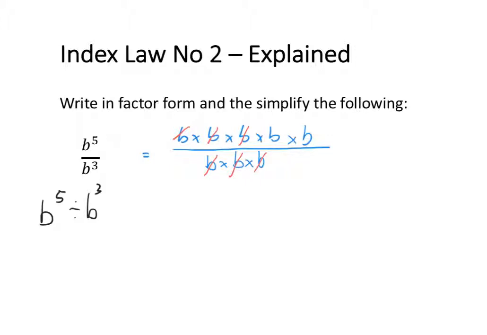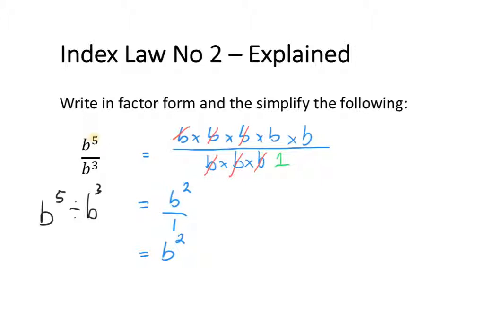So that leaves me with b times b in my numerator, and I've cancelled all my b's in my denominator, so I'm left with a 1. So now I can write that in simplified form, and that is going to be b to the power of 2, because it's b times b, divided by 1. And because it's divided by 1, I can just write it as equals b to the power of 2. So b to the power of 5 divided by b to the power of 3 equals b to the power of 2. So we have a look back at the original question.